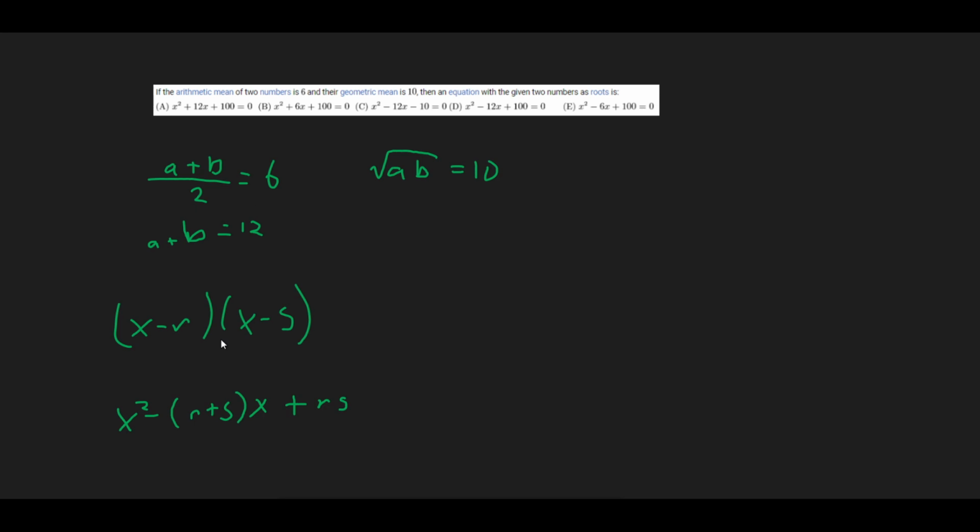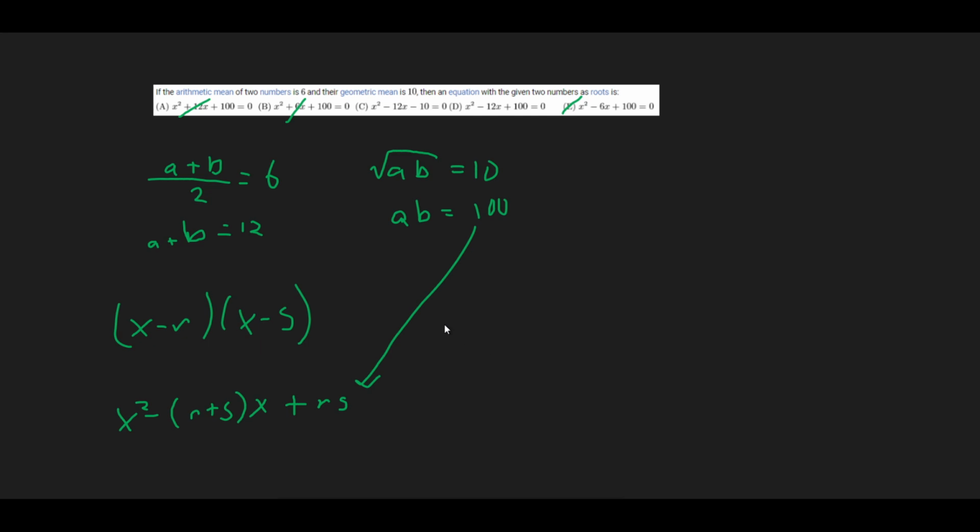Okay, so since we know that for this equation we have a plus b equals 12, if we put this right in here, it should be negative 12x. So we can immediately eliminate this one, since it's not negative 12x. Eliminate this one. This one could be it. This one could be it. So we have C and D as possibilities, and not E either. Okay, so we need to use this equation over here. Solving for this, we just square both sides, and we get ab is equal to 100. And plugging in ab into rs, we know our value must be plus 100.